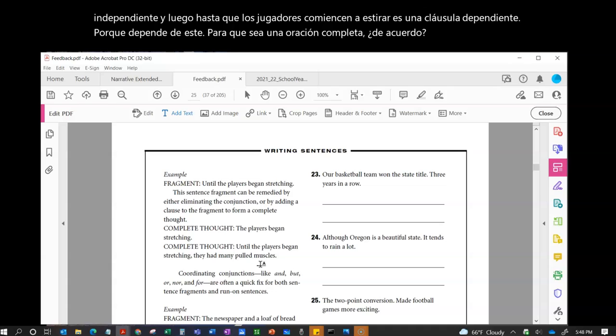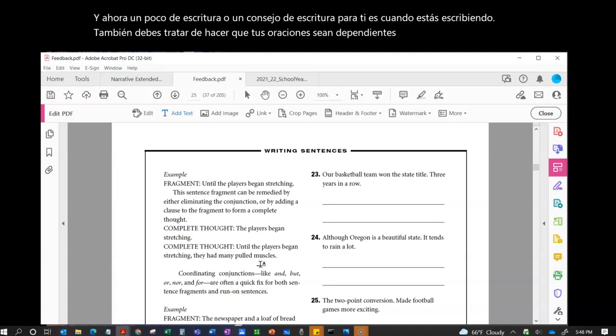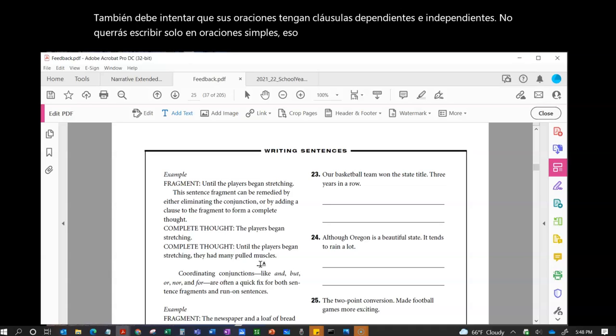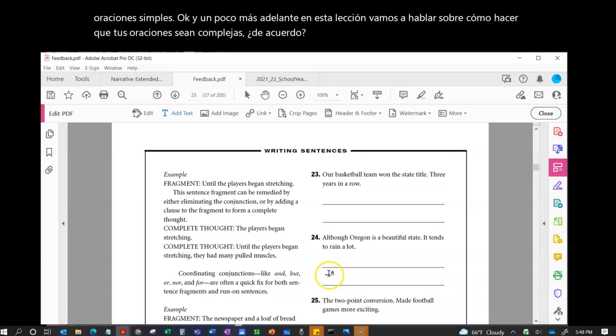And now a little bit of a writing tip for you: when you are writing, you want to also try to make your sentences have dependent and independent clauses. You don't want to only just write in simple sentences. That's a little bit boring. And you don't read in simple sentences either, okay? And a little later in this lesson, we're going to talk about how to make your sentences complex, okay? All right, let's continue on.